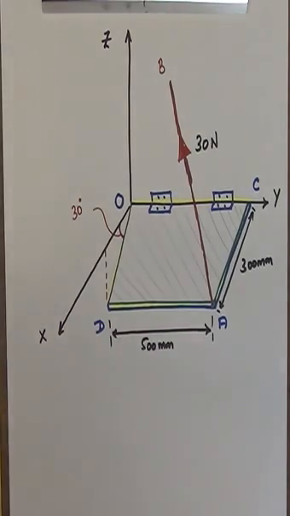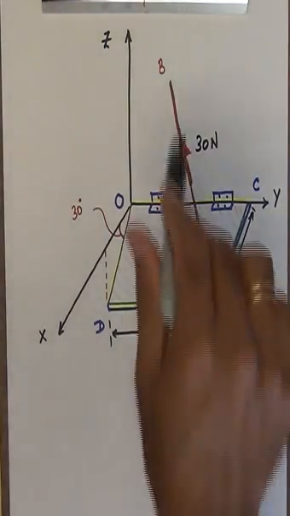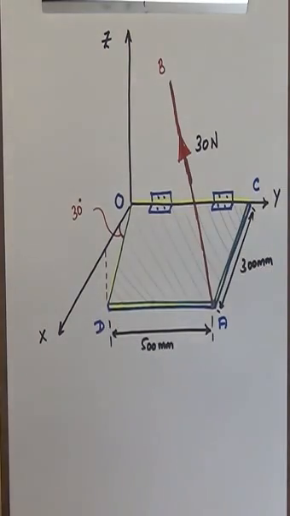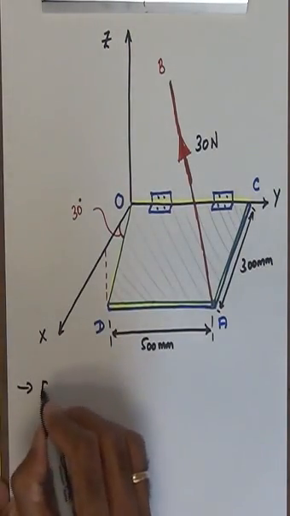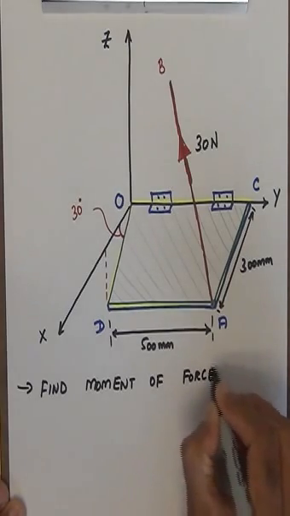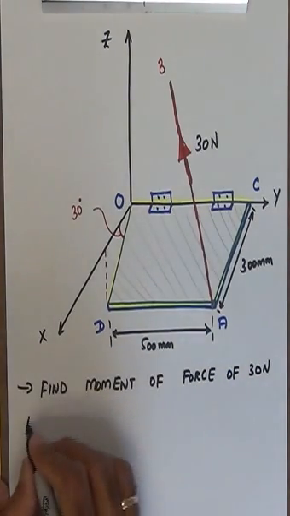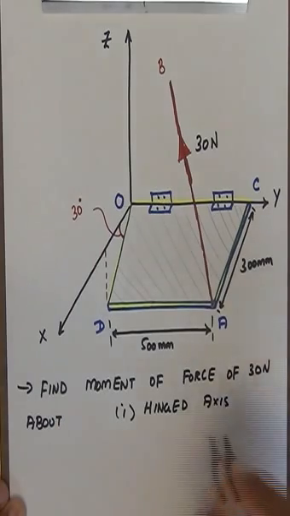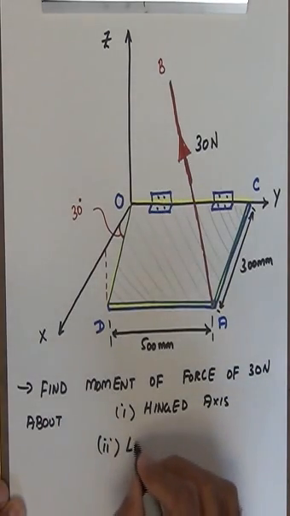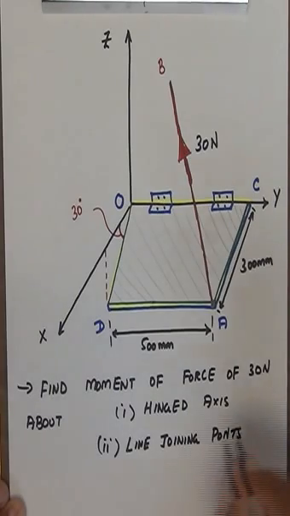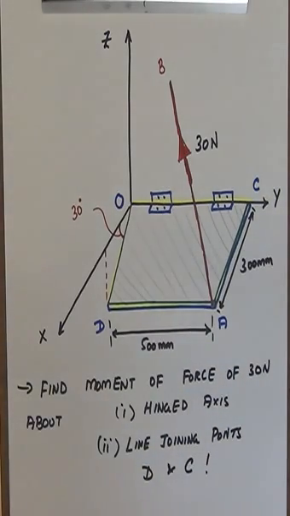Alright, what do we need to find? We need to find two things. We need to find the moment of the force of 30 newtons about the hinged axis, and we also need to find the moment of this force about a line joining the point D and C. Alright, find the moment of the force of 30 newtons about, first of all, the hinged axis, and about a line joining points D and C. And for each part of the problem, we need to express the answers as Cartesian vectors.